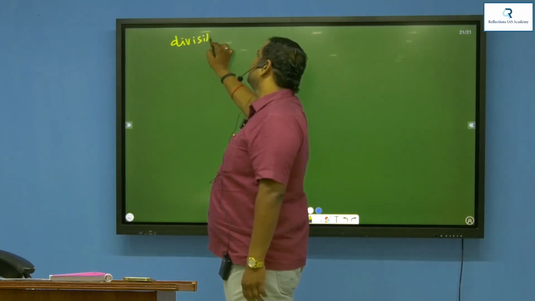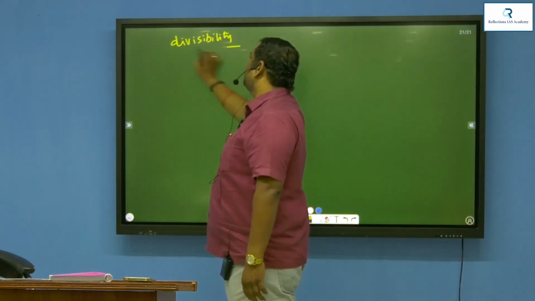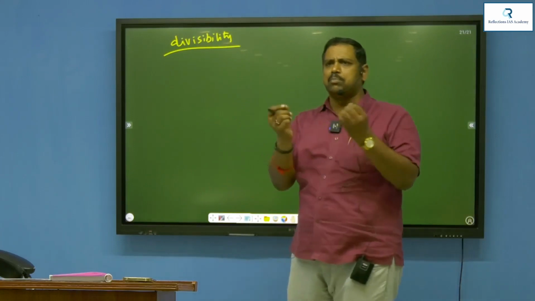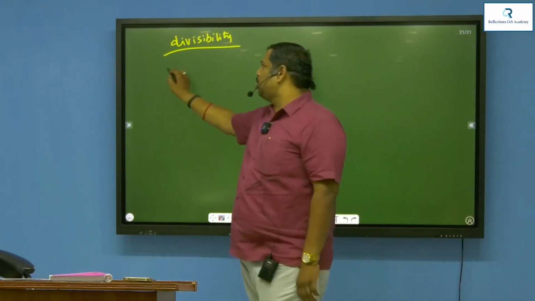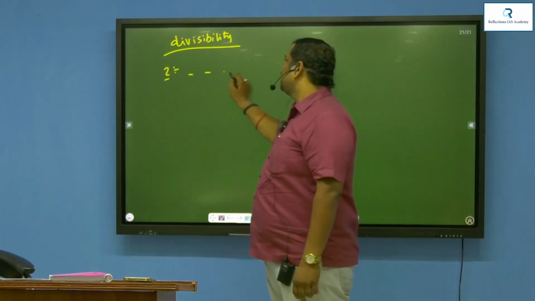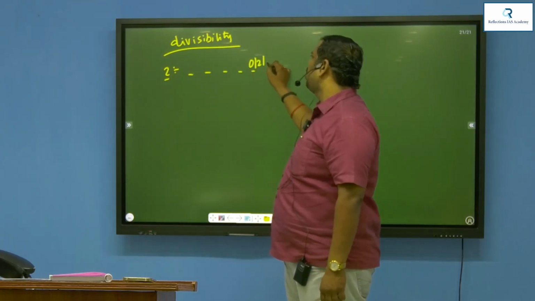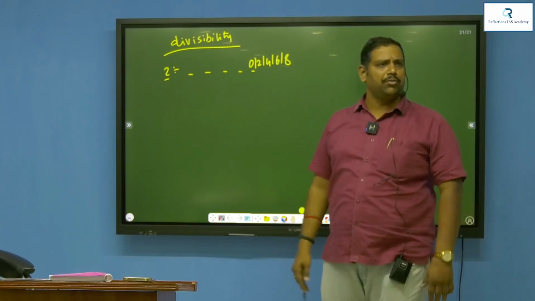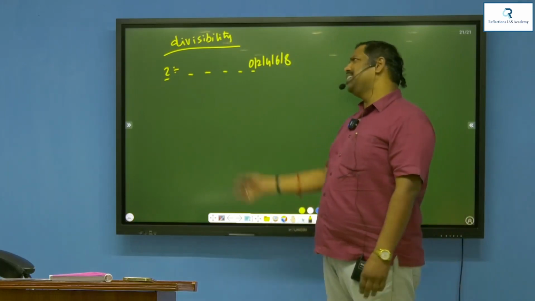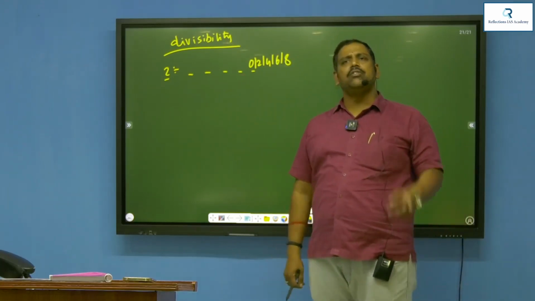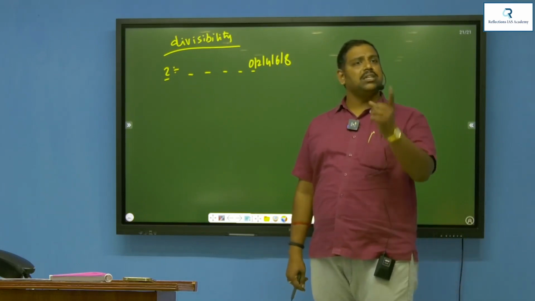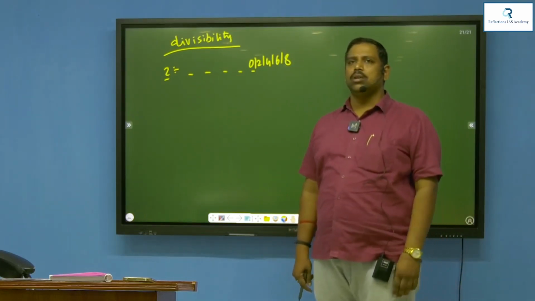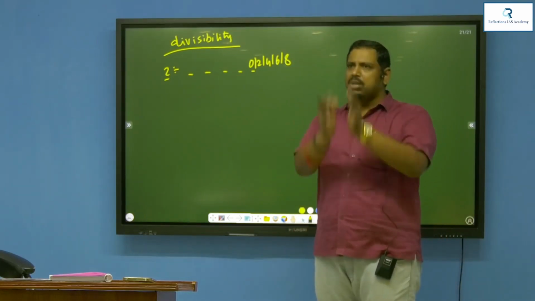Divisibility rules, you already know very well. I'll give you a brief. What's the divisibility rule of 2? Last digit should be 0, 2, 4, 6, 8. Right or wrong? Actually speaking, that is not the divisibility rule of 2. The divisibility rule of 2 is that the last digit should be divisible by 2. Powers of 2 and powers of 5 have similar divisibility rules.